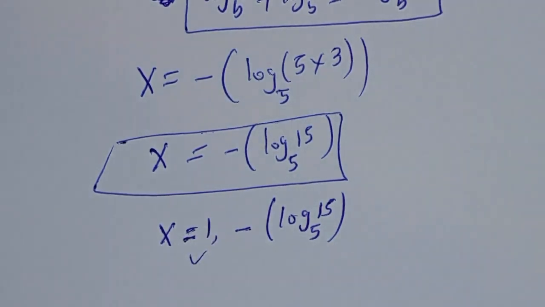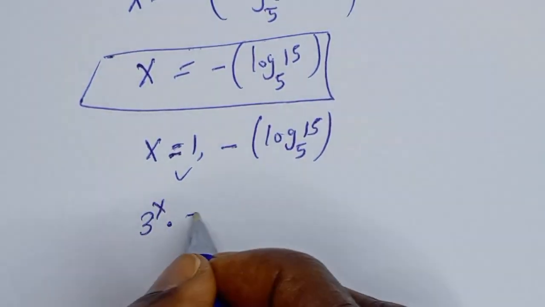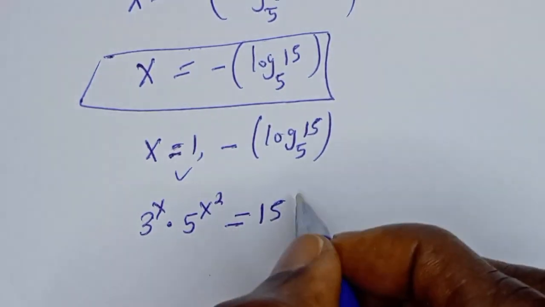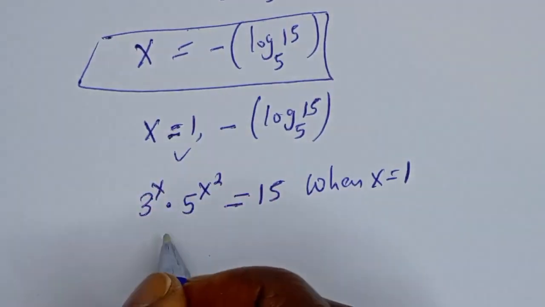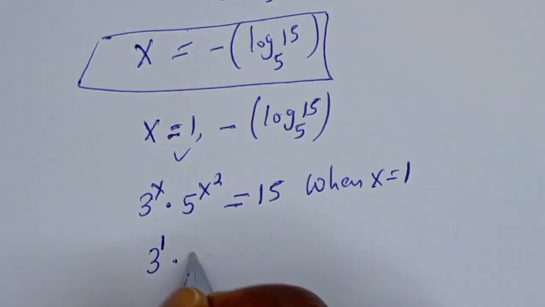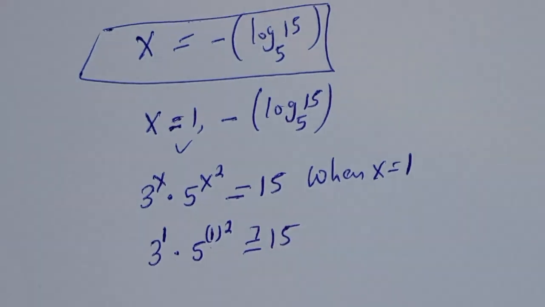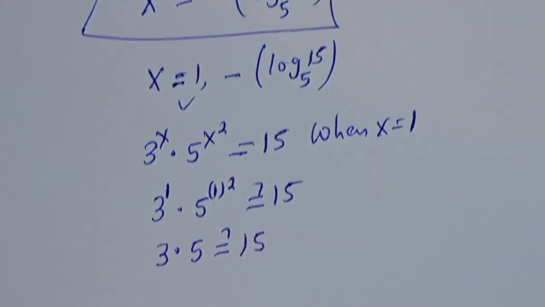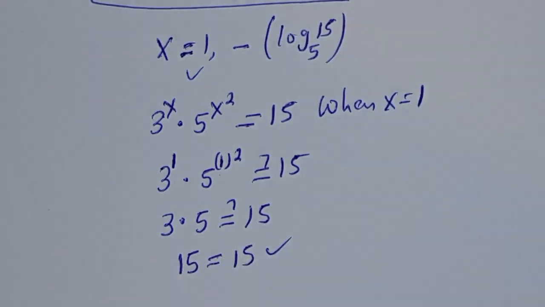We can check to confirm if this answer is correct, but let's check with this s is equal to 1. We have the given equation 3 to the power of s multiplied by 5 to the power of s squared is equal to 15. Now when s is equal to 1, here is 3 to the power of 1 multiplied by 5 to the power of 1 square must be equal to 15. Then 3 to the power of 1, this is 3, multiplied by 5 to the power of 1 square, that is 5, must be equal to 15. 3 times 5, here is 15, is equal to 15, which is true for s.